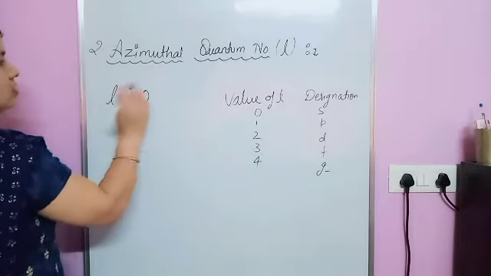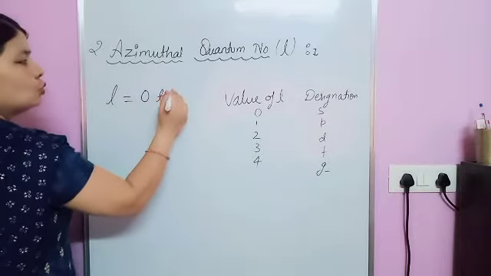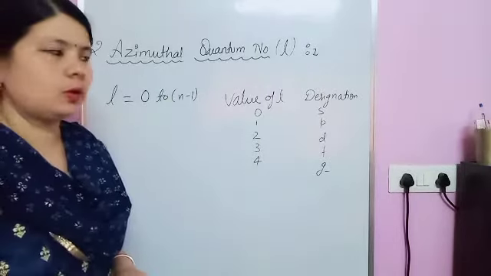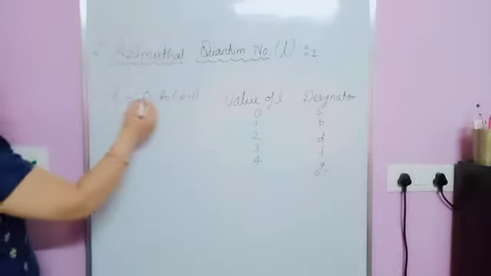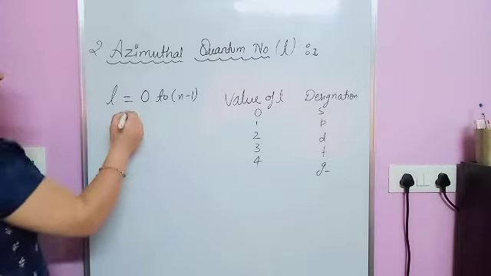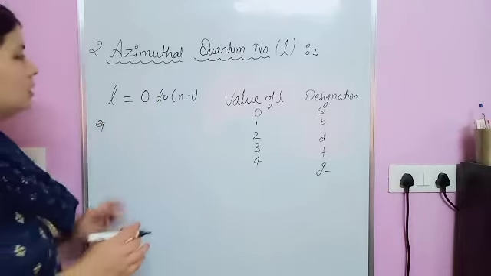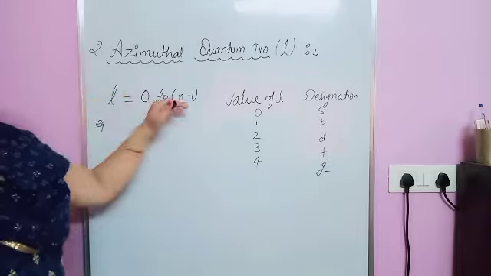कैसे निकालेंगे? That one is equal to 0 to n minus 1. This n represents principal quantum number. So this one is L is equal to 0 to n minus 1. Now just see, in this one you can take example, general one. How to calculate the value of L?